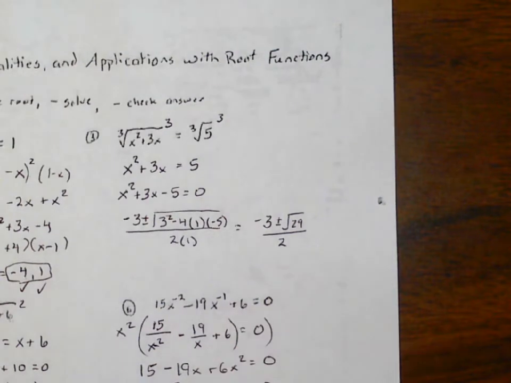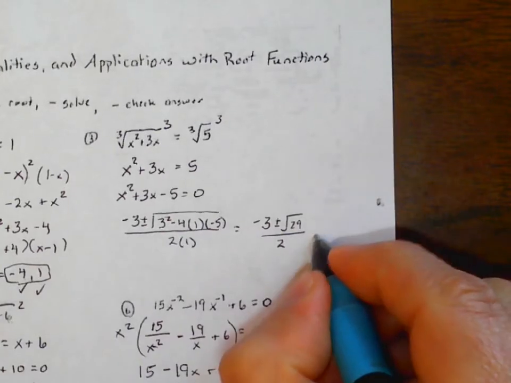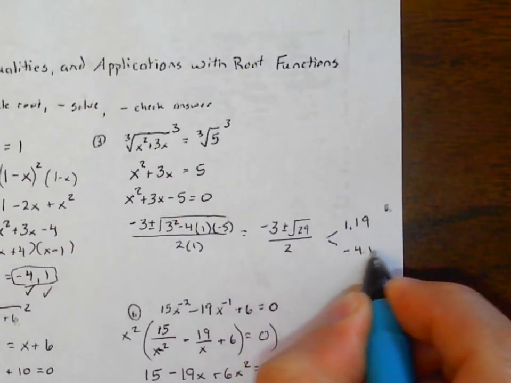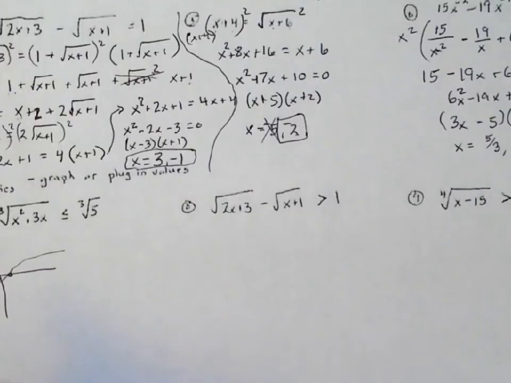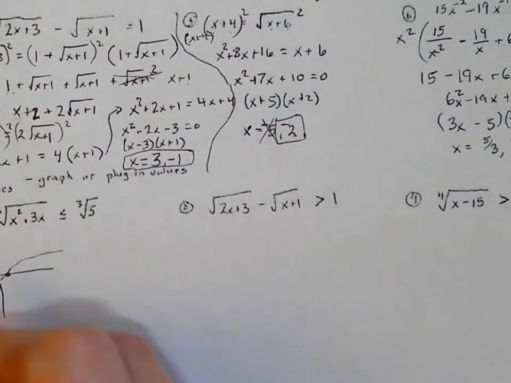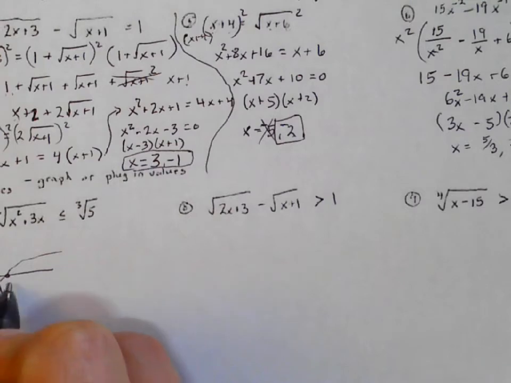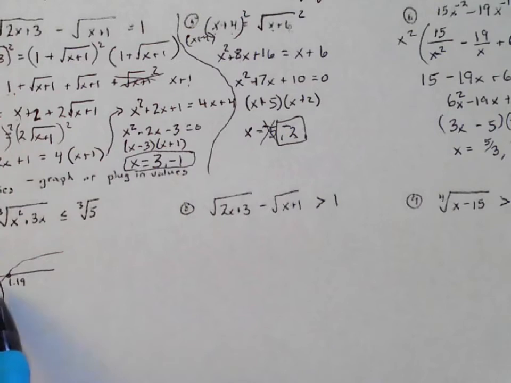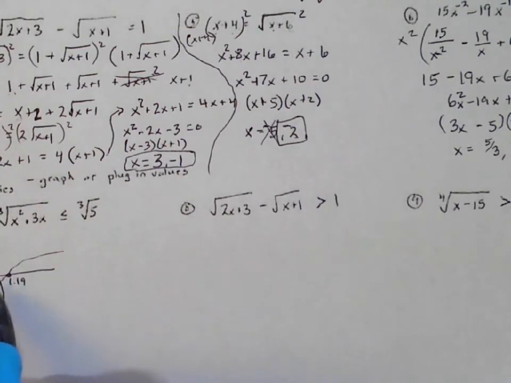And if we want to put those in decimal form to know what they are, negative 3 plus the square root of 29 divided by 2 gives you 1.19, and then negative 3 minus the square root of 29 and divide by 2 gives you negative 4.19. Okay, so we have these two answers, negative 4.19 and 1.19, and we want to know where is it less than or equal to. Okay, so less than or equal to would be this part down here.